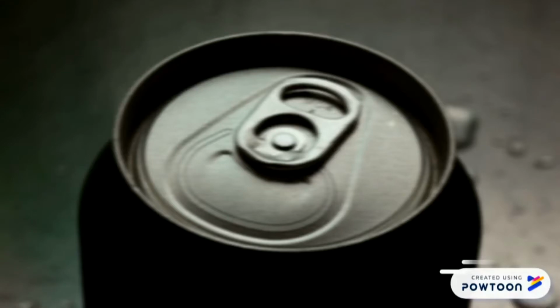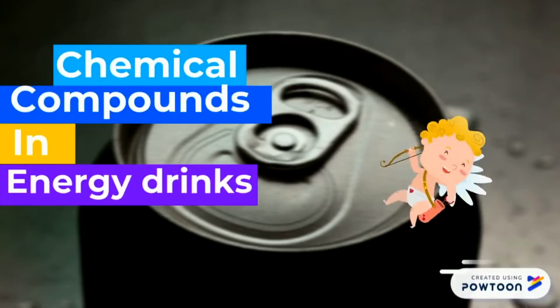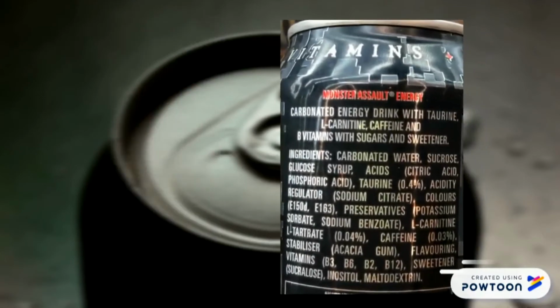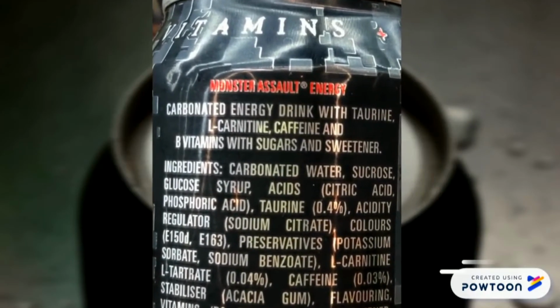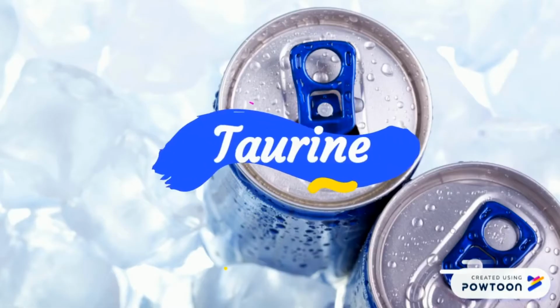Well, moving on, let's get started on chemical compounds in energy drinks. By using Monster Assault Energy as an example, I'm going to analyze mainly taurine, caffeine, and also sucrose. First, I'm going to talk about taurine.